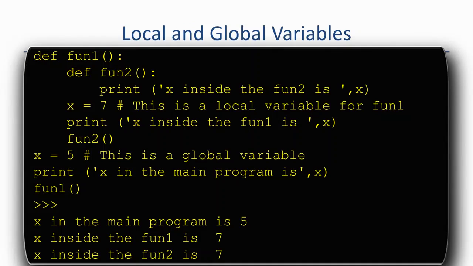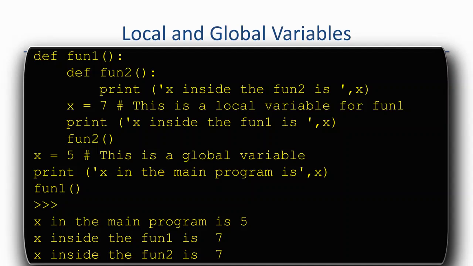Now let me show you another example. In this example, I have defined function 1, and inside the function 1, I defined another function called function 2. Notice that function 2 is enclosed inside function 1. And then the main program starts with this statement when it says x is equal to 5, and then it prints the x in the main program. Then it calls function 1.